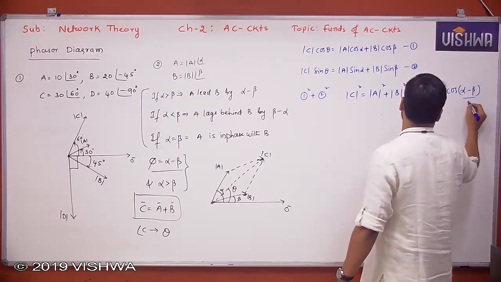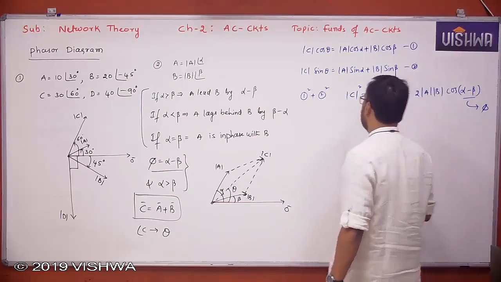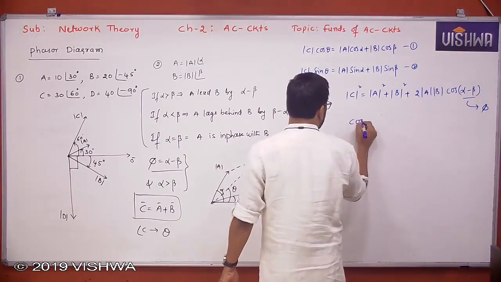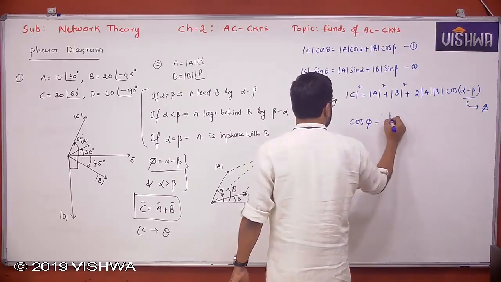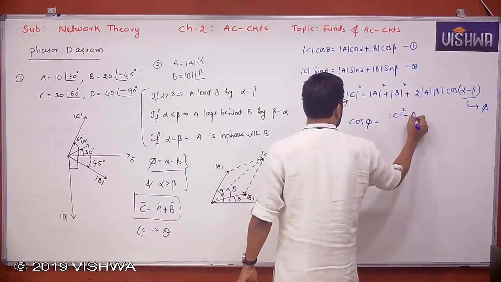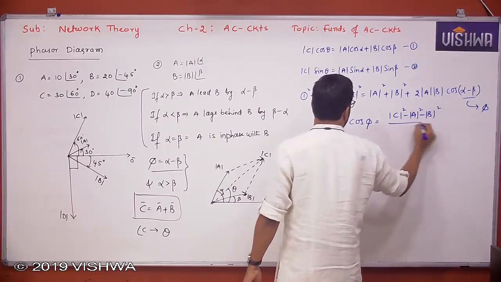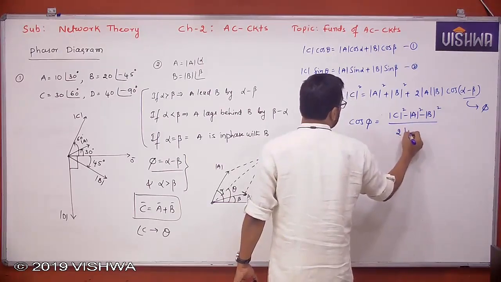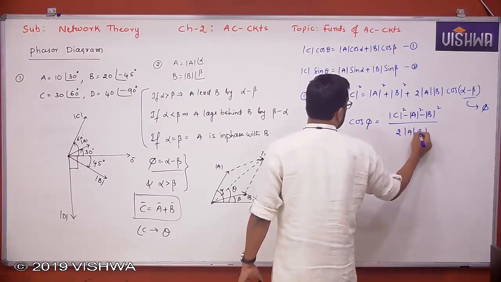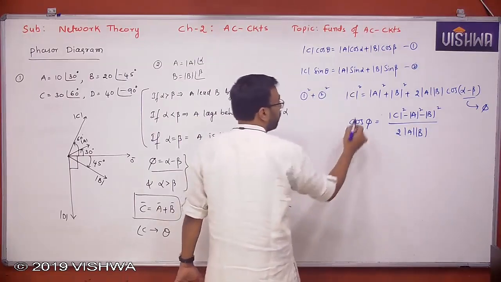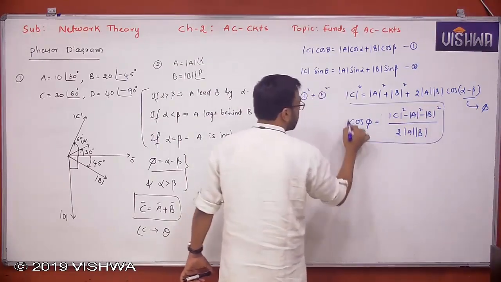But what did you call this alpha minus beta? It is phi. Yes or no? So I can say cos phi is equal to C square minus A square minus B square by 2 times magnitude A and magnitude B. This is a very, very important relationship here. Understand all of you, okay?